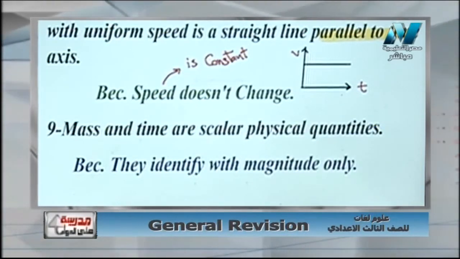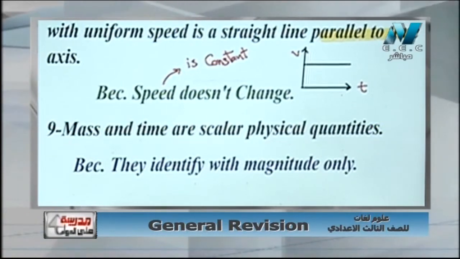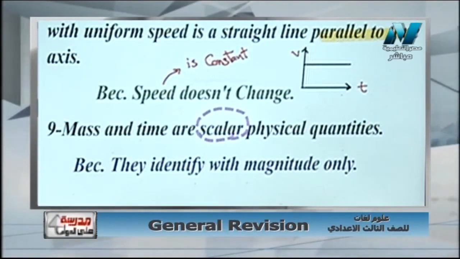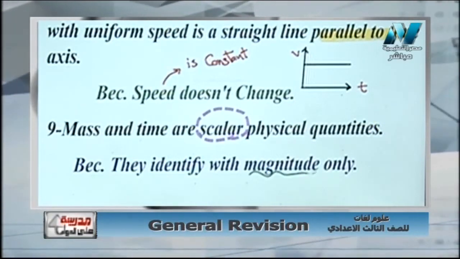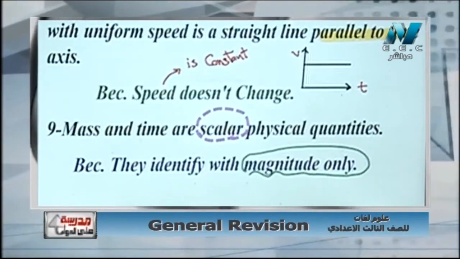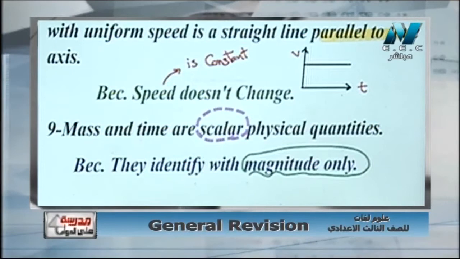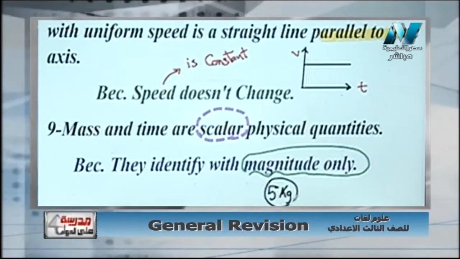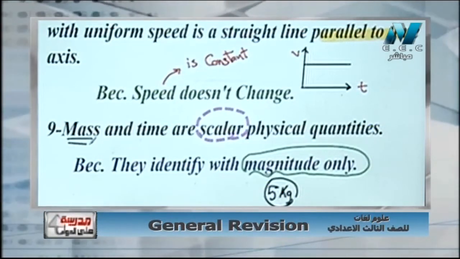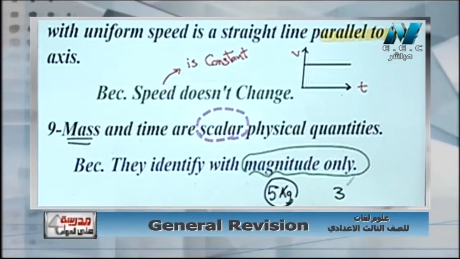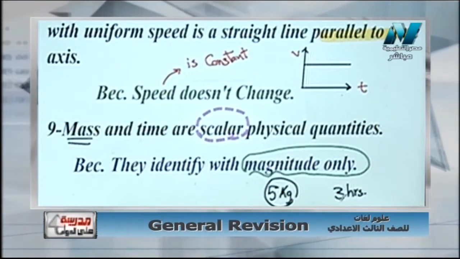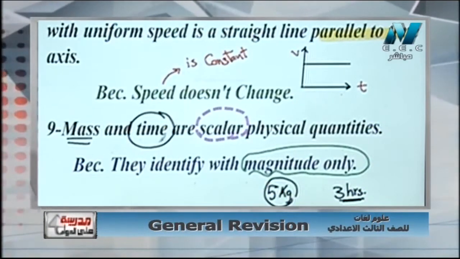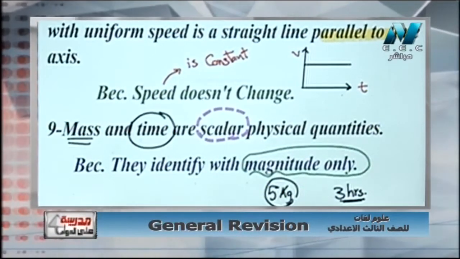So here we have to answer what, because they are identified with what? With magnitude only. We have to identify any physical quantity as a scalar physical quantity by using magnitude only. Of course, magnitude means a measuring unit with a number. For example, 5 kilogram. So we talk about mass. And we have time, for example 3 hours. So we talk about time. So we identify the scalar physical quantities by using the magnitude only.